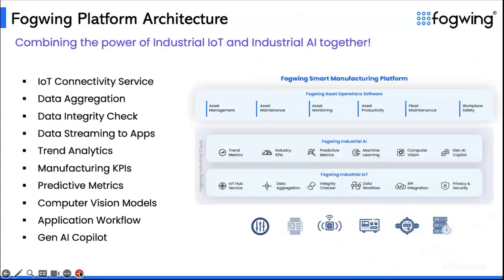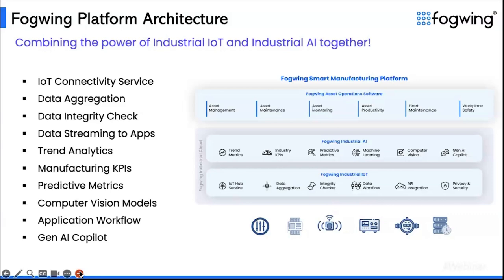So if you take our solution itself, because we are going to talk about how to deploy the solution to AWS, how fast we can deploy it to AWS. If you look at the platform architecture, because understanding the architecture is very important before you deploy this into AWS, there are two major blocks. One is the IoT layer, another is the industrial AI layer. Both of them are the foundation layer for our application and its workflows.